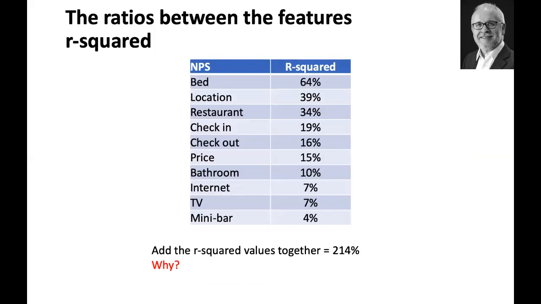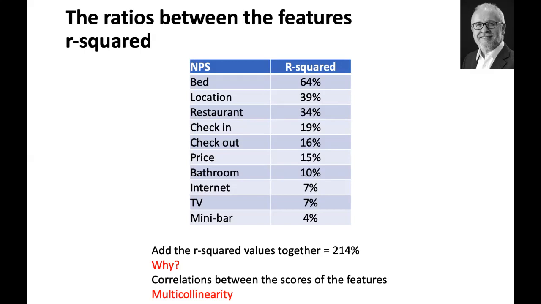If we go back to these R squared values and we sum them up, we see they come to 214%. So they can't be simple importance measures. What's going on there? Why is there this increase? Why is it more than 100%? And the reason for that is that some of these attributes, or all of these attributes, are correlated with each other. They are measuring the same thing. So the importance gets counted more than once.